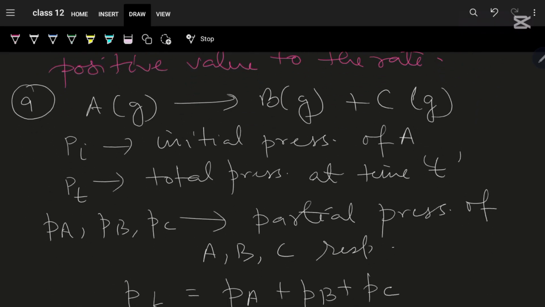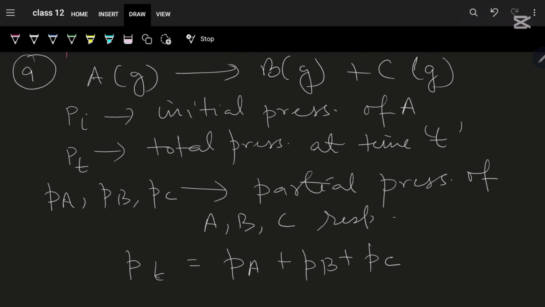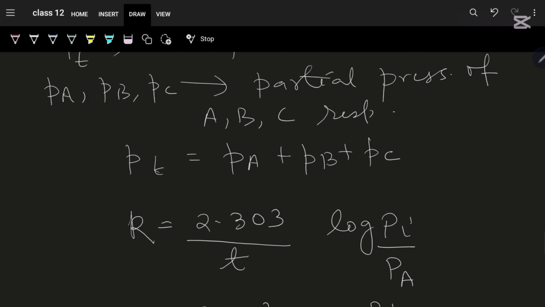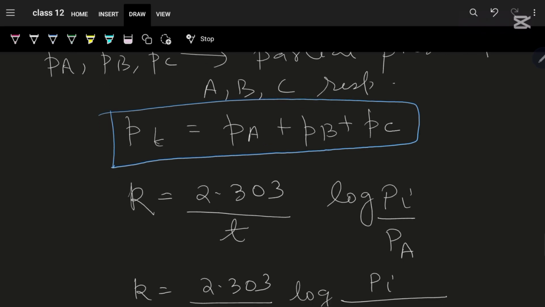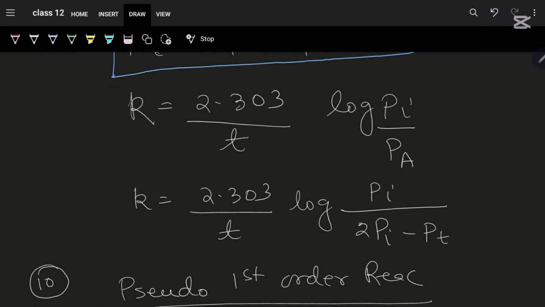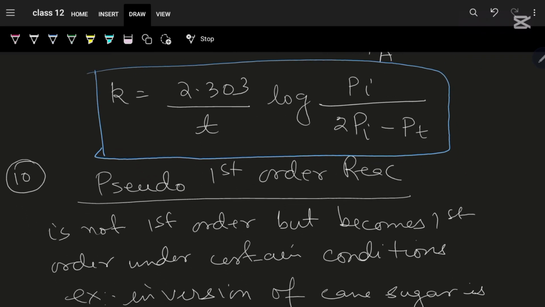Now this is a gas phase reaction. You can see reactant and products are all in gas phase. If Pi is the initial pressure of A and Pt is the total pressure at time t, and Pa, Pb, Pc are the partial pressures of the reactant A, products B and C, then the total pressure is a summation of the partial pressures of all the gases. Now for this, K is equal to 2.303 by T log of Pi by Pa. Or you can say that K is equal to 2.303 by T log of Pi by twice Pi minus Pt. Numericals are there using these formulas.